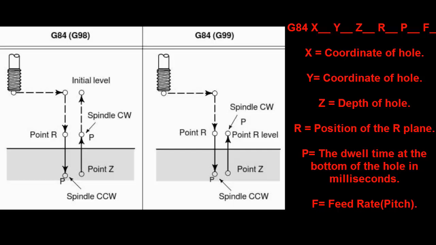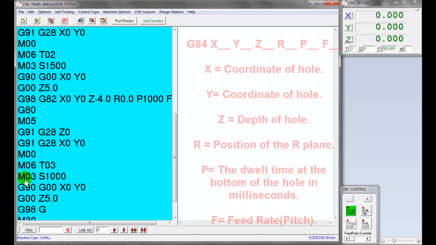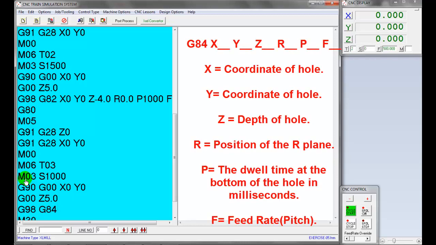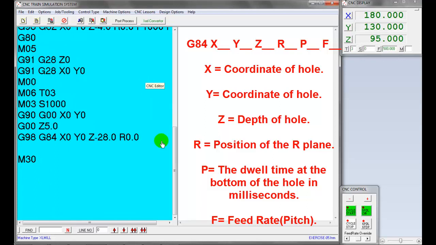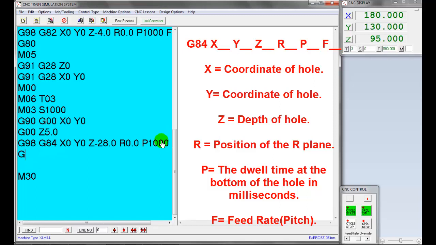Let's add the G84 tapping cycle in the part program. G98 is return to initial point. X0 is the coordinate of the hole. Y0 is the coordinate of the hole. Z-28 mm is the total depth of the hole. R0 is the position of the R plane. P1000 is the dwell time at the bottom of the hole in milliseconds. F1 is the feed rate. It equals the thread pitch of M6, 1 mm.